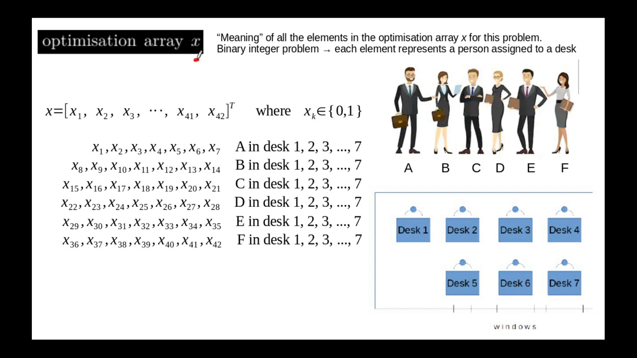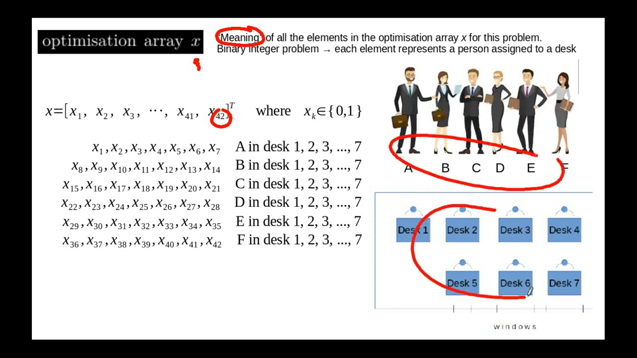Then, first of all, we will define the optimization array. So these variables that must be discovered as a result of the application of the branch and bound algorithm. So first of all, we will state the meaning of all these elements and how many elements there are within this array, this optimization array X. As you can see here, we have 42 elements because we have 6 people here and we have 7 desks. So we have the possibility to have the A worker on desk number 1, 2, 3, 4, 5, 6 and 7. So if you do this for all the workers, you have 6 times 7, 42 elements.